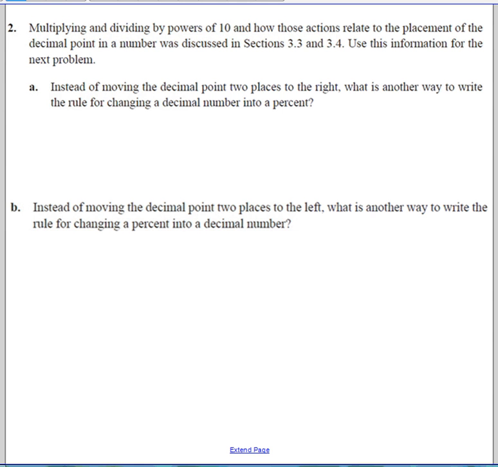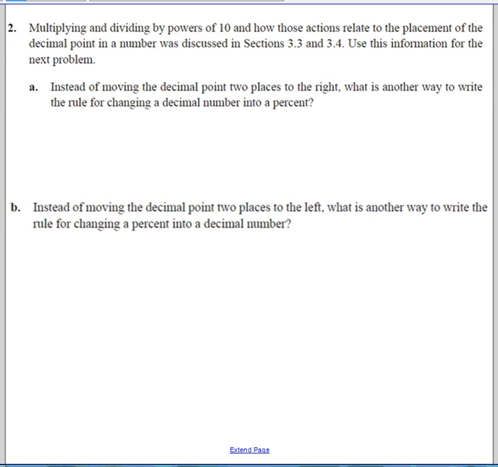Multiplying and dividing by powers of 10 and how those actions relate to the placement of the decimal point in a number was discussed in sections 3.3 and 3.4. Now those weren't sections that we covered in 058, and so if you didn't look at them already in 041, then you can go back in your workbook and look at them if you would like to review that information.